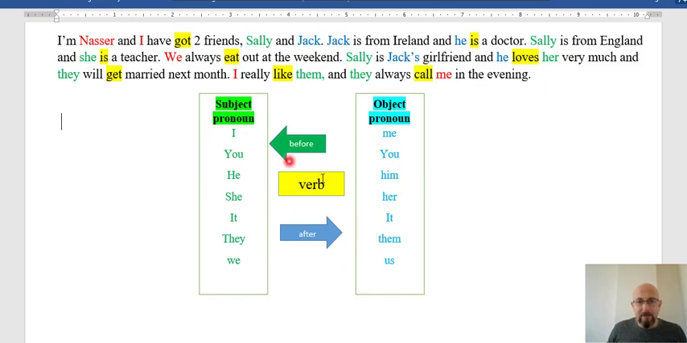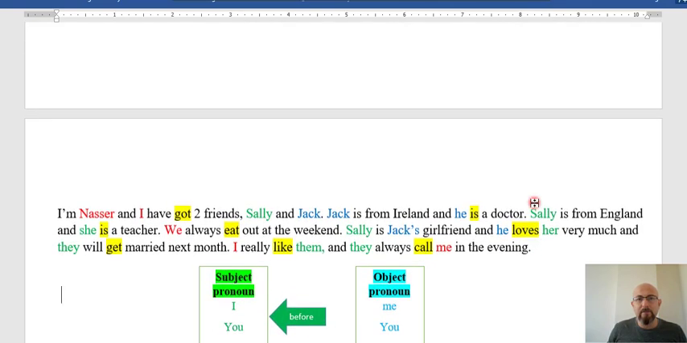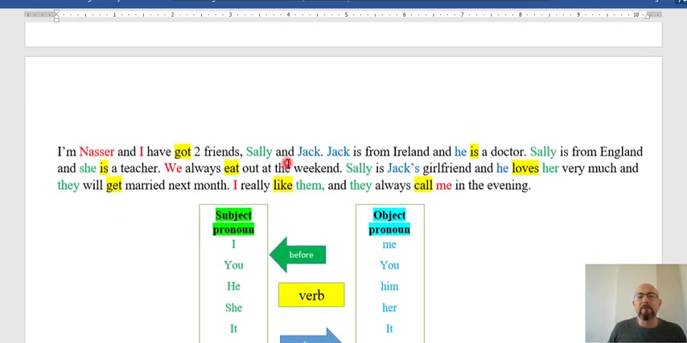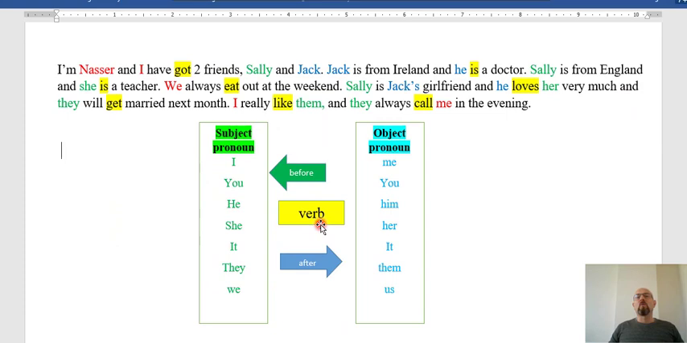So look at this here, and the other one here. Nasser, Sally, Sally, Jack, Jack, Nasser. This is not professional. But here, this is a professional one. So why do we use subject pronouns or object pronouns? So we don't repeat the same name again and again. Before the verb, we use subject pronoun. After the verb, we use object pronoun. It's very easy. Number one, where is the verb? Number two, before the verb, subject pronoun. After the verb, object pronoun.